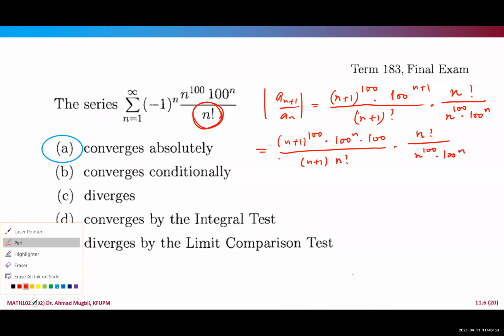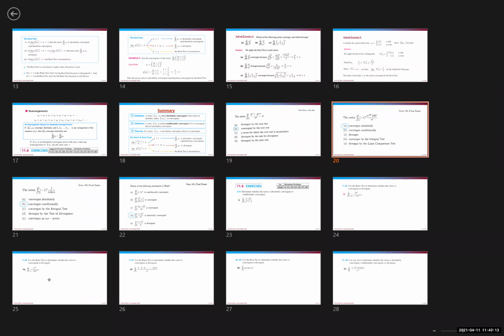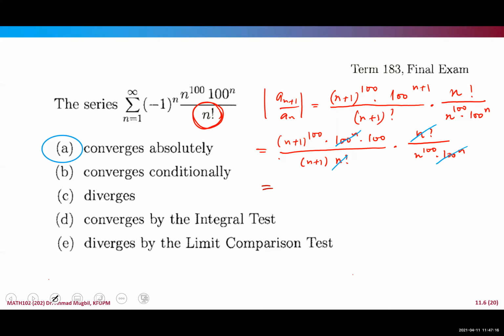Now we have a cancellation here. 100^n is cancelled with 100^n. What else can be cancelled? I think that's all. So this is now equal to this one over this one. So it is (n+1)^100 over n^100 times 100 over n+1.